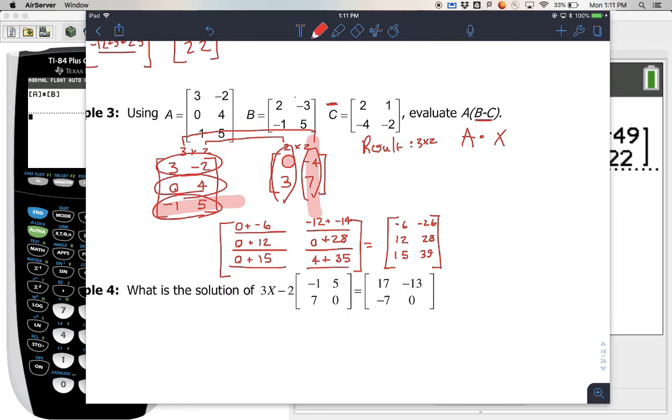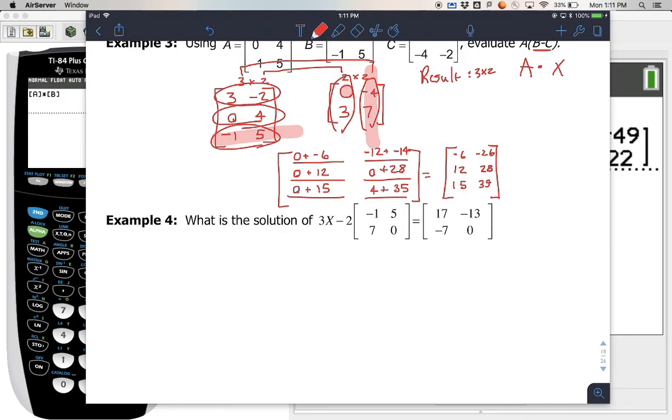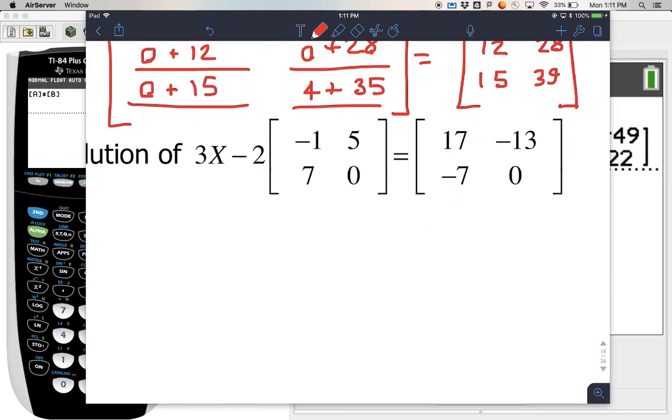And then this last one here: what is the solution of 3 times a matrix minus 2 times that matrix, and then equals this very last matrix? Okay, so I'm going to almost treat this like an algebra equation. We're going to distribute right here. And that's scalar multiplication. Notice when you have a number outside of a matrix, you just distribute. So it's a little bit different than what we have been doing today.